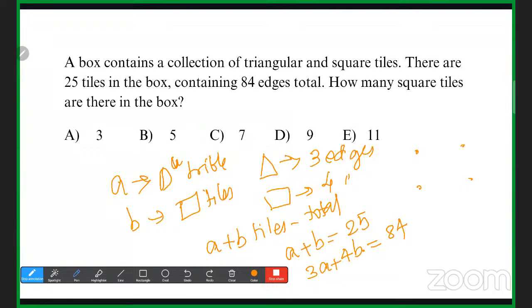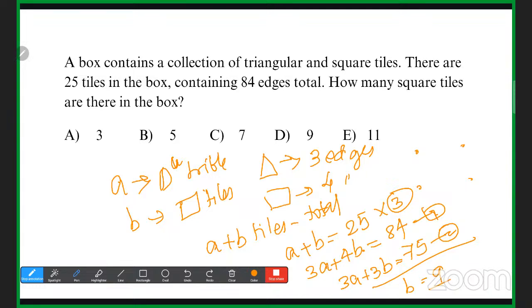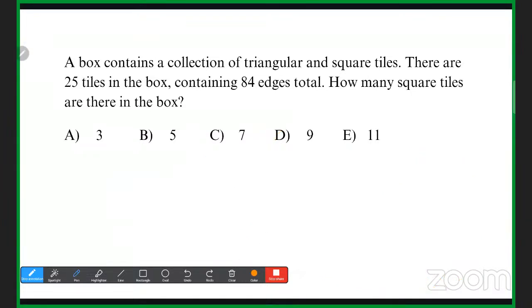Okay. So, multiplying the first equation by 3, we get 3A plus 3B is equal to 3 into 25, which is 75. By using the above two equations, we get the answer as B is equal to 9. So the correct option is option D, 9. Is there any doubt? No, ma'am. Okay, let's move on to the next question.